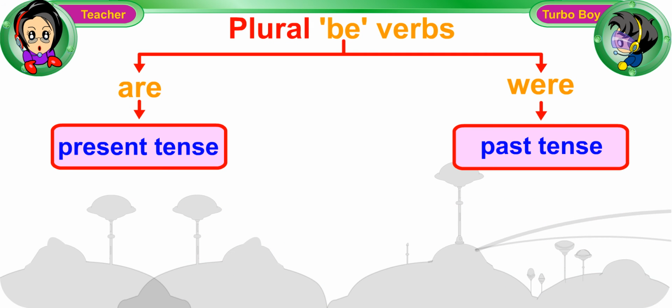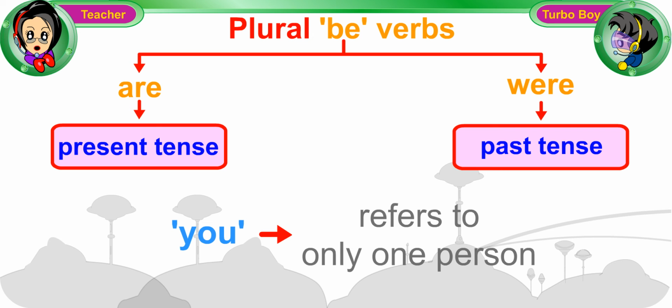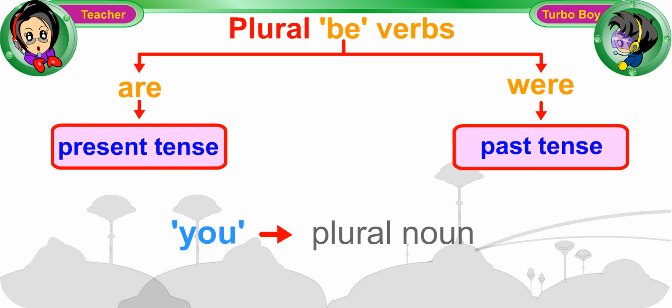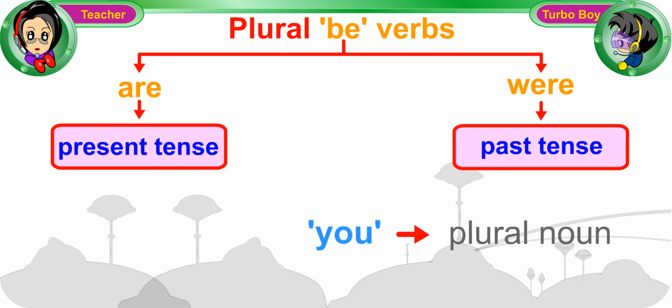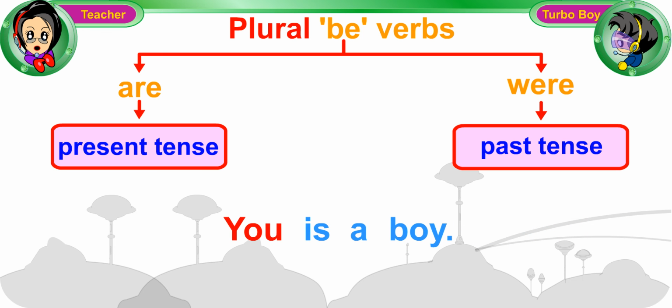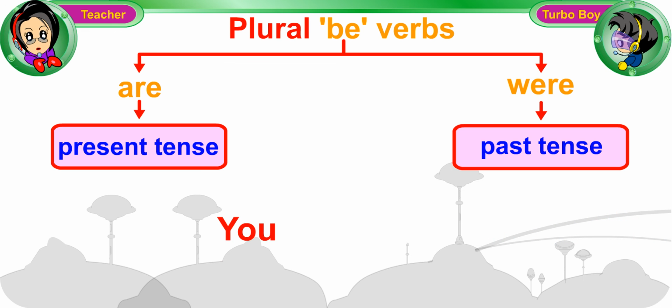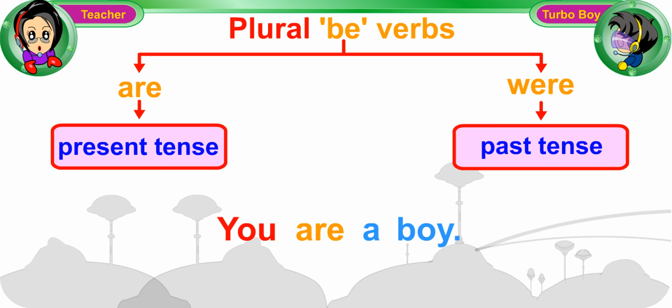However, we also use are and were when we refer to the noun you. Even though the word you refers to only one person, it is special and is considered a plural noun. That's why we use the plural be verbs with you. For example, you is a boy is incorrect. We have to say you are a boy.